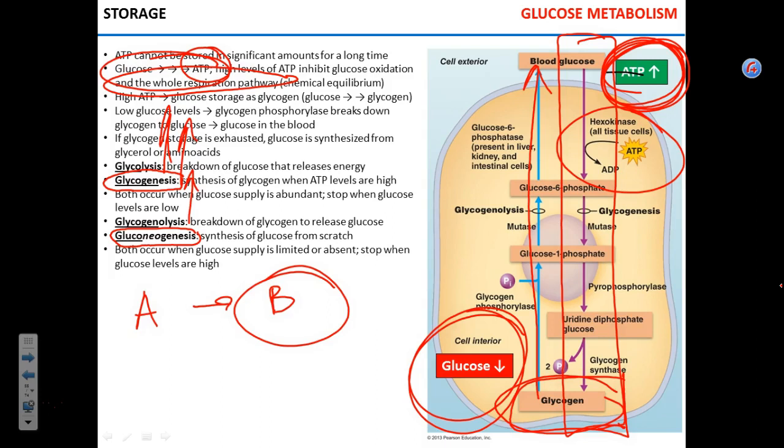It's always like all processes go, but some of them are more dominant than others, more prevalent than others. Are we clear? I want you to understand what will trigger glycolysis and glycogenesis versus glycogenolysis and gluconeogenesis in terms of ATP abundance, glucose abundance, things like that. Good? Can we move on?